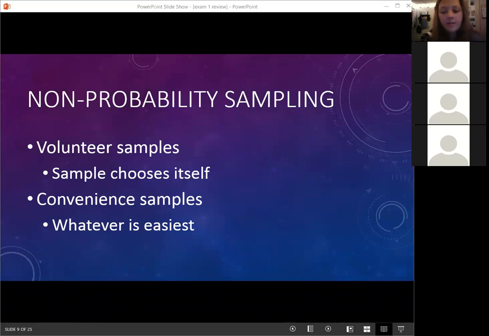And convenience samples, their sample doesn't really choose itself. The person looking for the samples does, but they only pick what's easiest. So that's just taking whatever's most convenient to you. If you're trying to find out about all Penn State students, but you just take a sample of your English class because that's the most convenient thing you could do, that would be convenience sampling.